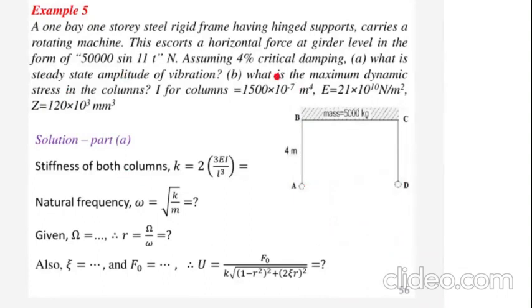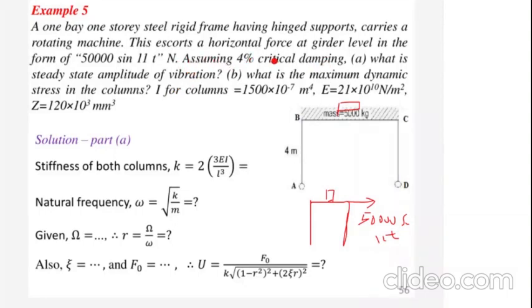So this structure carries a rotating machine. There is a rotating machine here on top at the girder level, the beam level. And this machine provides an external horizontal force at the girder level, expressed as 50,000 sin 11t.